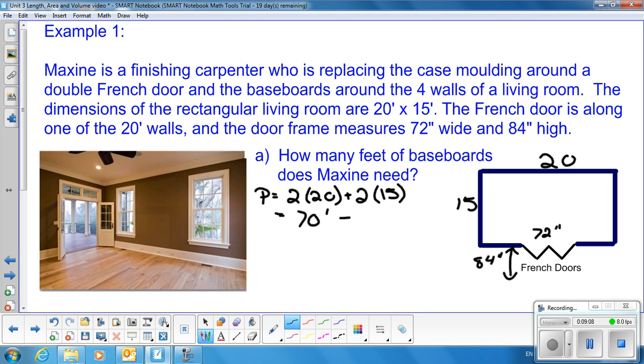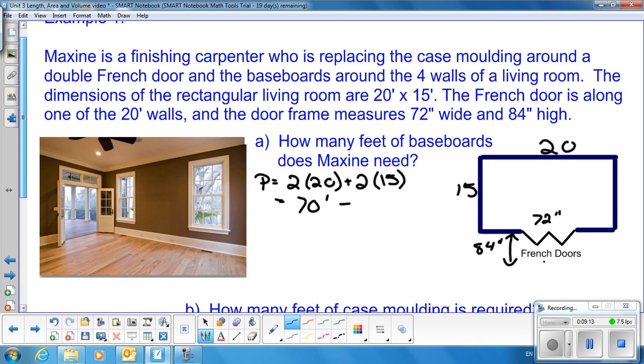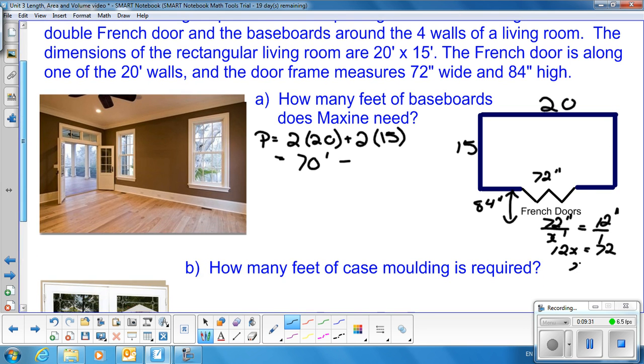So if we change 72 inches into feet, we have 72 inches, and I want to know how many feet that is. Well, 12 inches is 1 foot. So I have 12x equals 72, or x is equal to 6. So those doors are 6 feet wide. I want to subtract the 6 feet because we don't put a baseboard along the bottom of a door. 70 subtract 6 is a total of 64 feet of base.